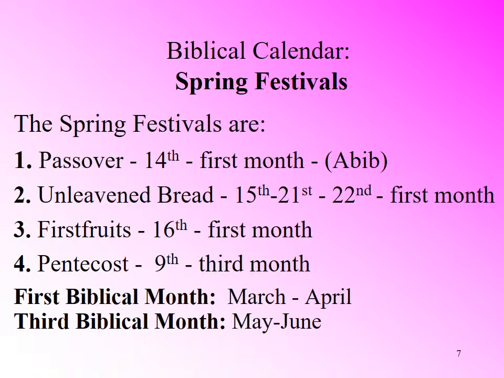First fruits, celebrated on the 16th of the first biblical month, is followed by Pentecost on the 9th of the third biblical month. The first biblical month corresponds to the month of March and April, Gregorian reckoning, and the third biblical month corresponds to May to June, Gregorian reckoning.